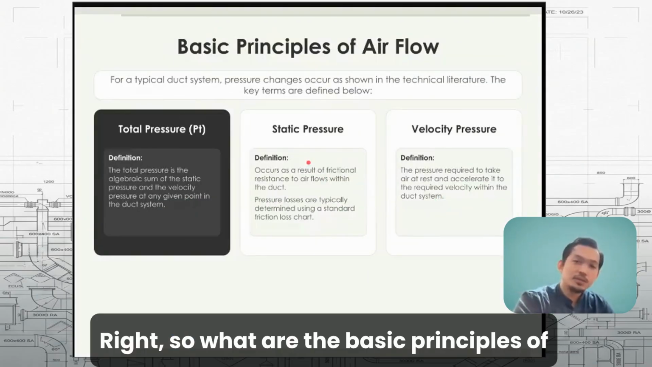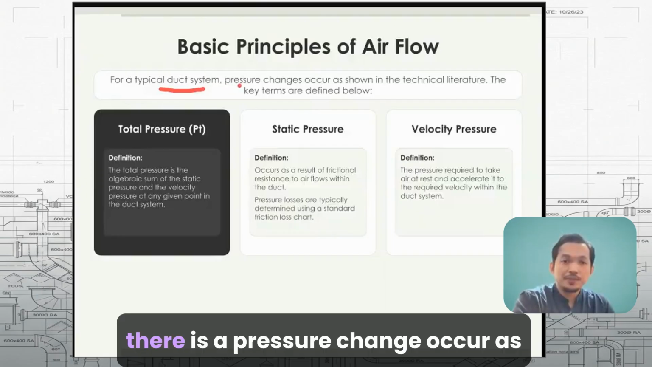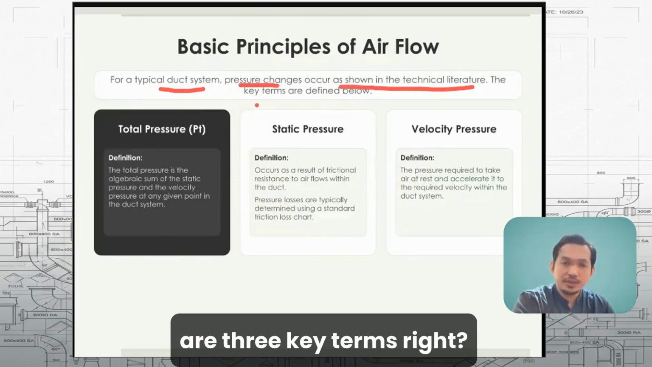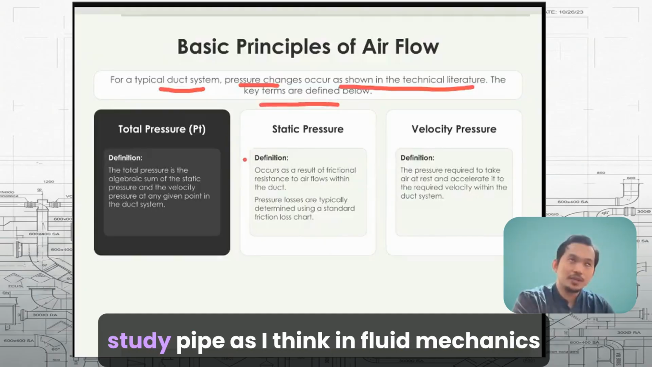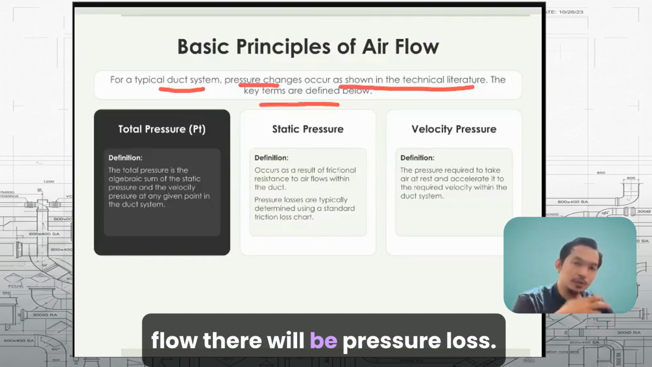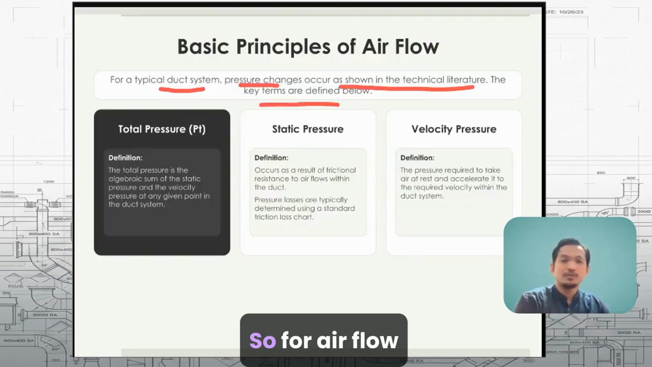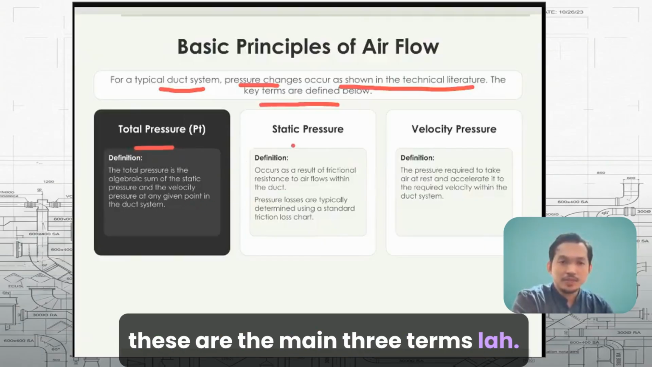Right. So, what are the basic principles of airflow? For a typical duct system, a pressure change occurs as shown in the technical literature. There are three key terms. If you remember back when you studied pipes in fluid mechanics, as the water flows inside the pipes, there will be pressure loss. So for airflow, these are the main three terms.